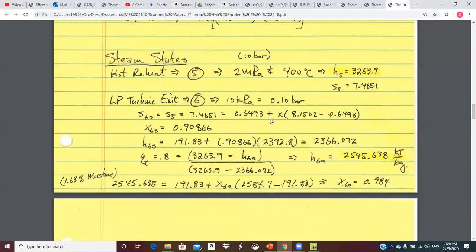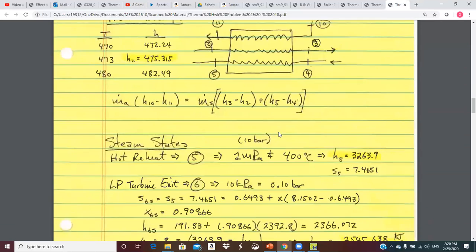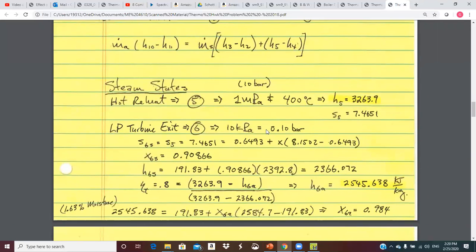Now let's see, we've got to deal with the steam states. Some of them we know. Let's go back up and look; I get lost in the numbers. So what do we have? Our first steam is 3, comes out at 4, gets reheated, comes back in at 5, and leaves at 6. Okay. The reheat steam at 5 is 1 MPa, which is 10 bar, and 400.